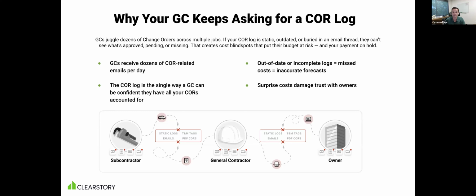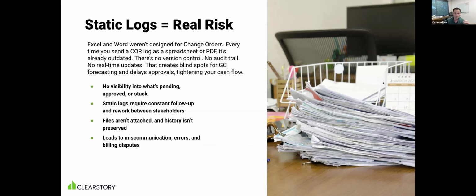But if you imagine I'm a GC and I know I can click a link, and every time I click that link, I'm going to have the latest change order log from that sub. I'm going to go there first. And again, that's the reason why we built this entire feature. So if there's one takeaway on why that's important, that's really what's going on the other side of the table when it comes to change order review.